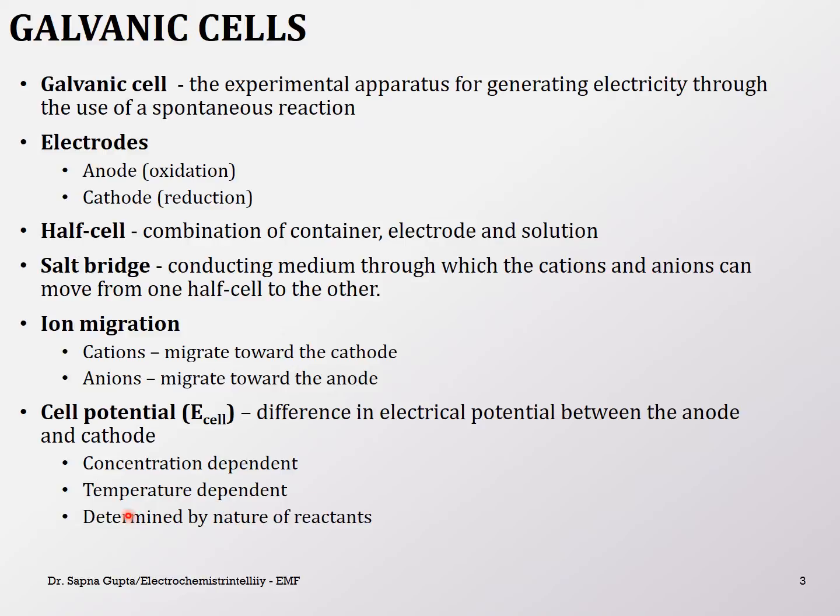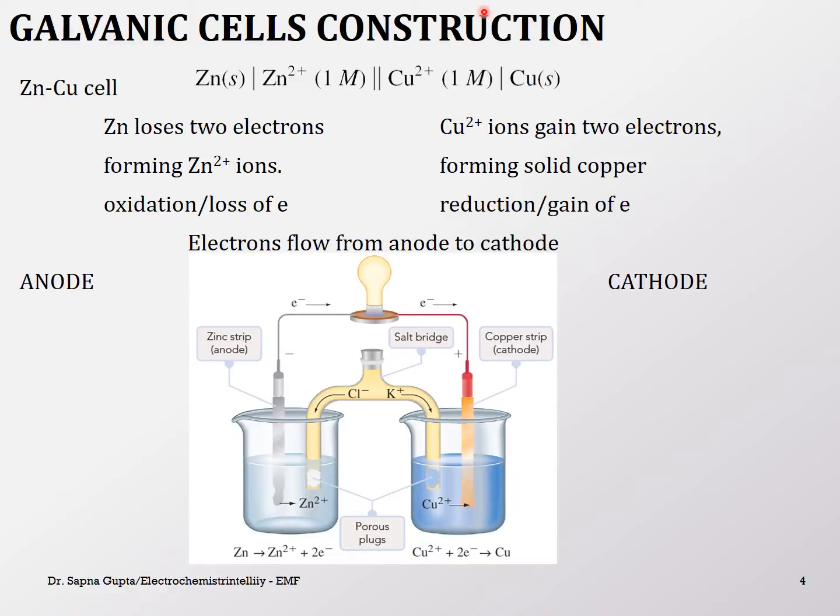And then, of course, by the nature of reactants, what kind of an anode and cathode you're using, all right? That will determine what the electrical potential is for that particular galvanic cell. So let's look at one galvanic cell here, which is the zinc and copper cell.